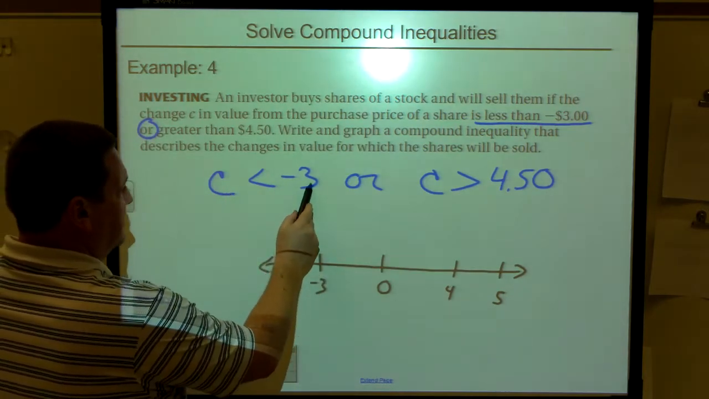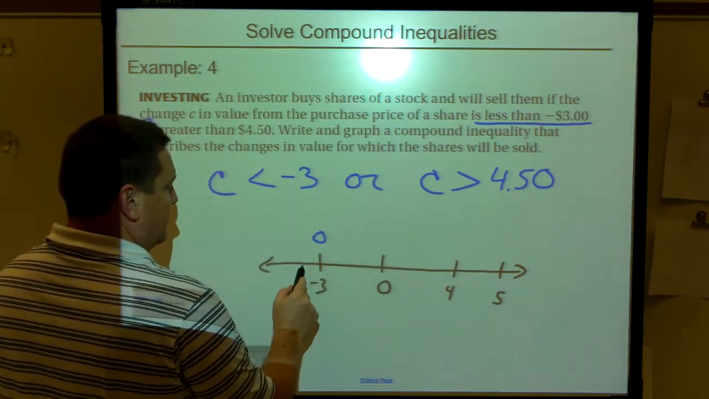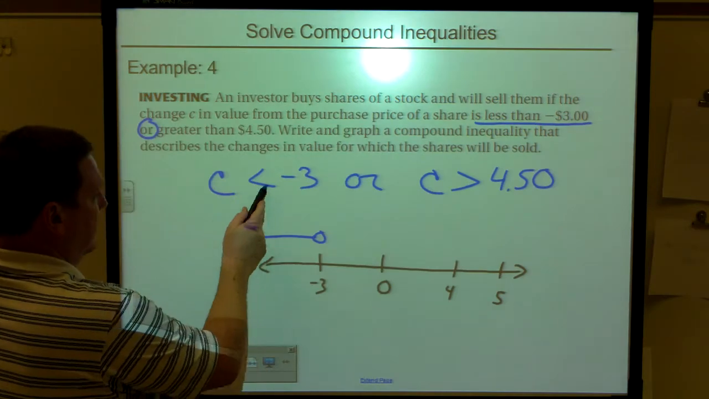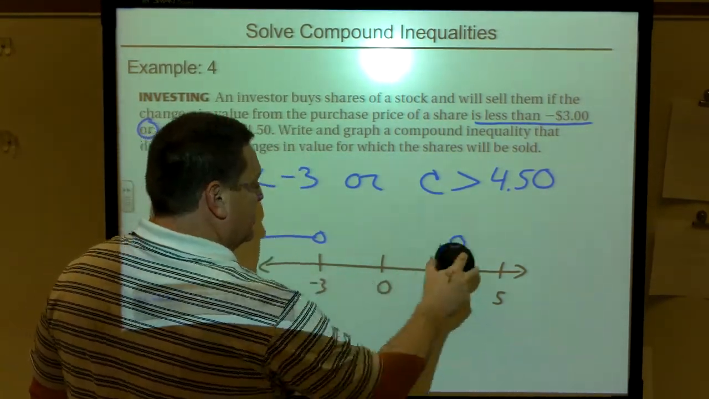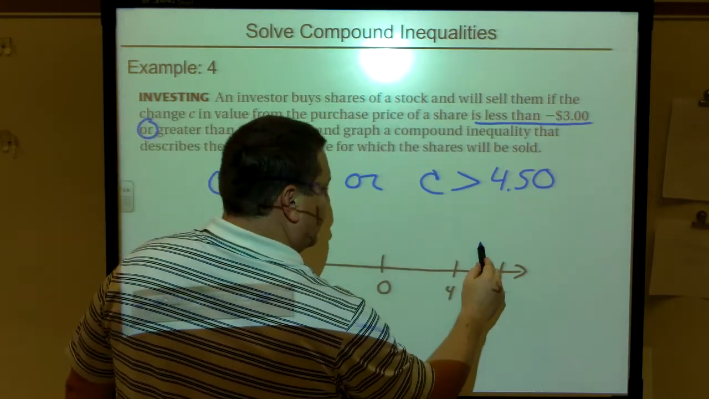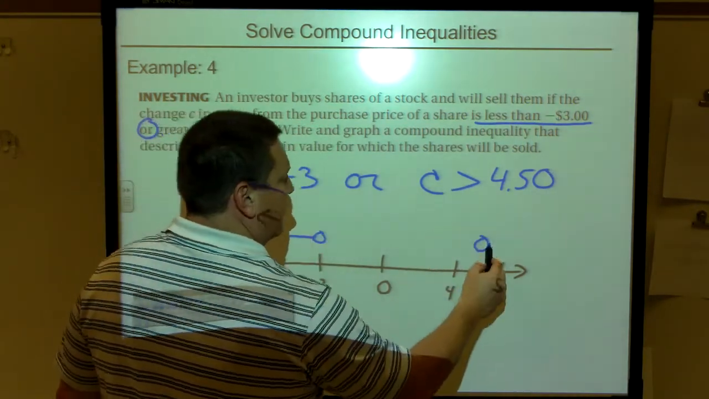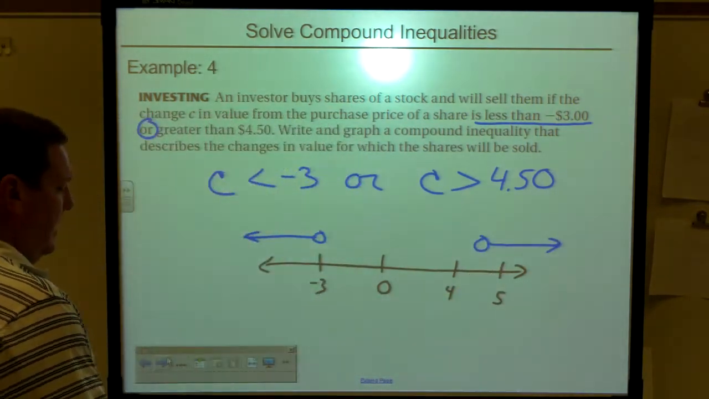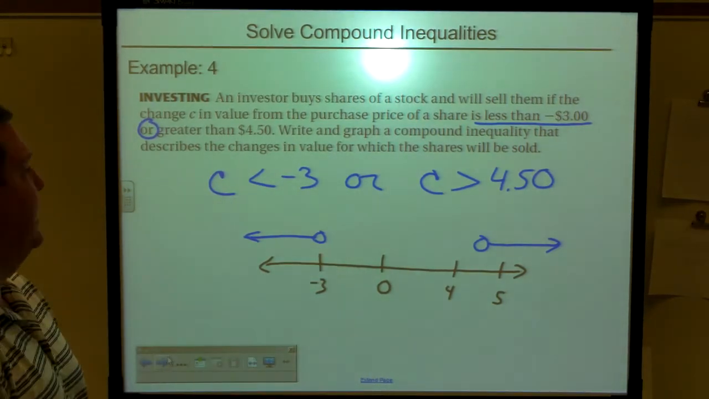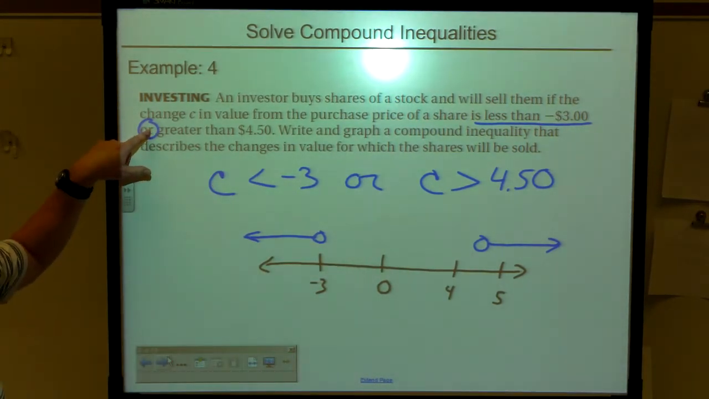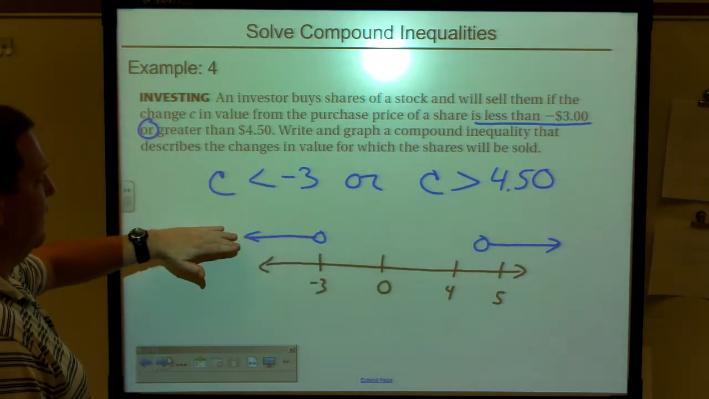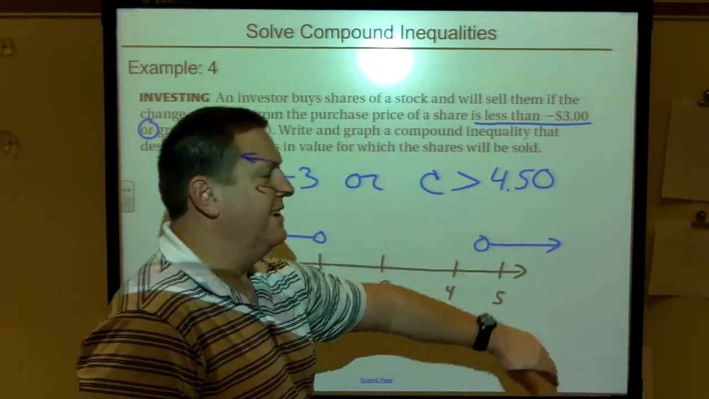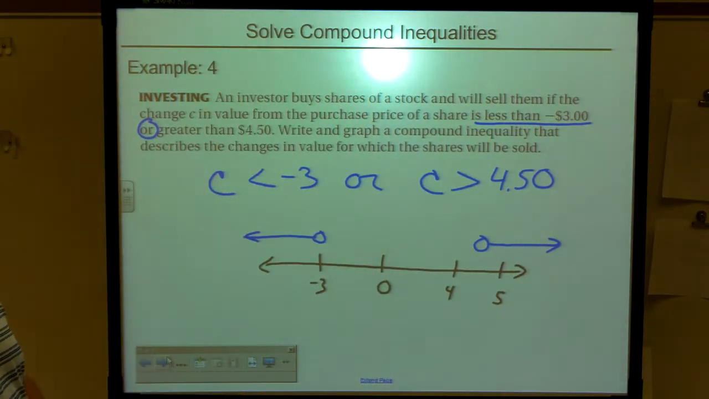This is C's are less than negative 3, so it starts there, and less than, smaller, is this way. This one is an open circle at 450, it's halfway between, and I'm looking for greater than. And since there is no overlap, and they didn't ask that anyway, it's not an and. If it was an and, there'd be no solution, because there is no overlap. So anything over here or anything over there is acceptable, and that's when the investor will actually sell.